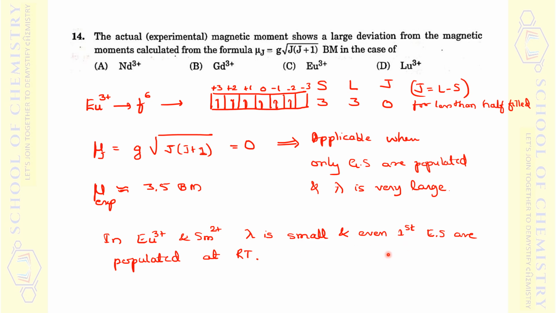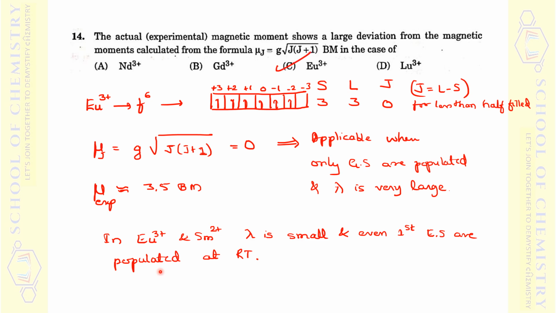Along with that, the other reason is that along with the ground state, even the excited state is populated at room temperature itself. So there will be a contribution from the excited state also towards the magnetic moment. Because of these two reasons, the experimental magnetic moment will vary from what we have calculated from mu J. Of course, it's a factual question. We should know that in these two species, europium 3+ and samarium 2+, there will be deviation, and option C is the correct answer.